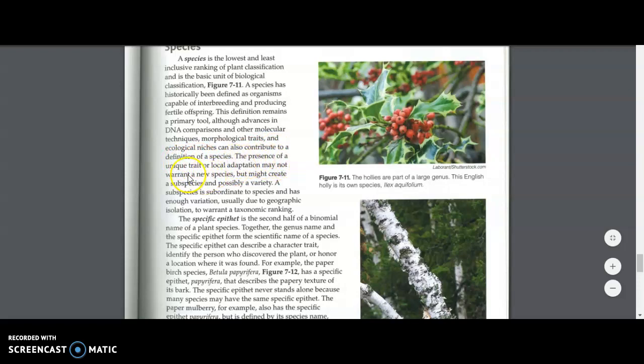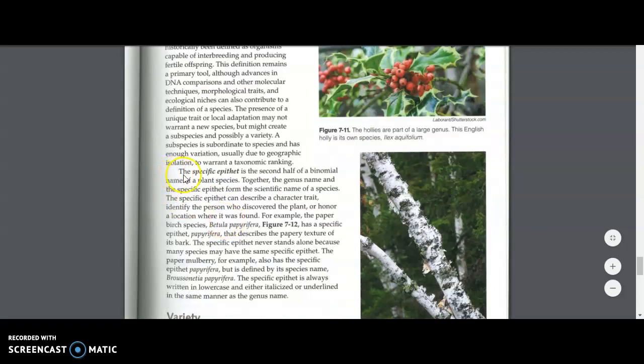The presence of a unique trait or local adaptation may not warrant a new species, but might create a subspecies and possibly a variety. A subspecies is subordinate to species and has enough variation, usually due to geographic isolation, to warrant a taxonomic ranking. The specific epithet is the second half of the binomial name of a plant species. Together, the genus name and the species epithet form the scientific name of a species.